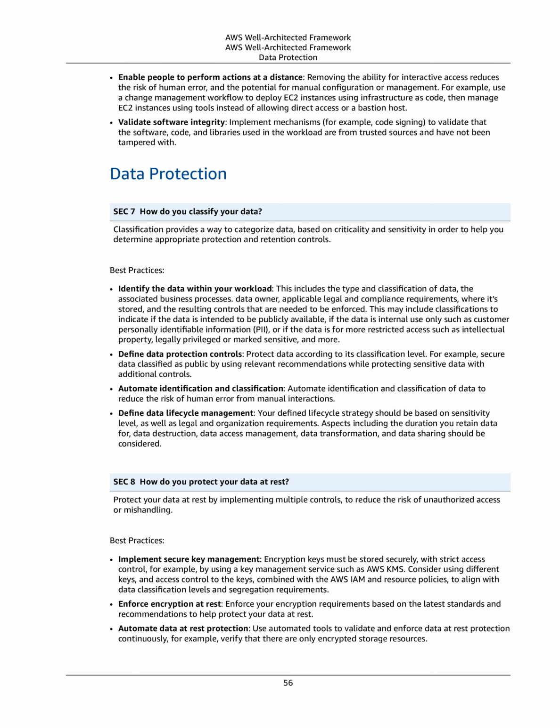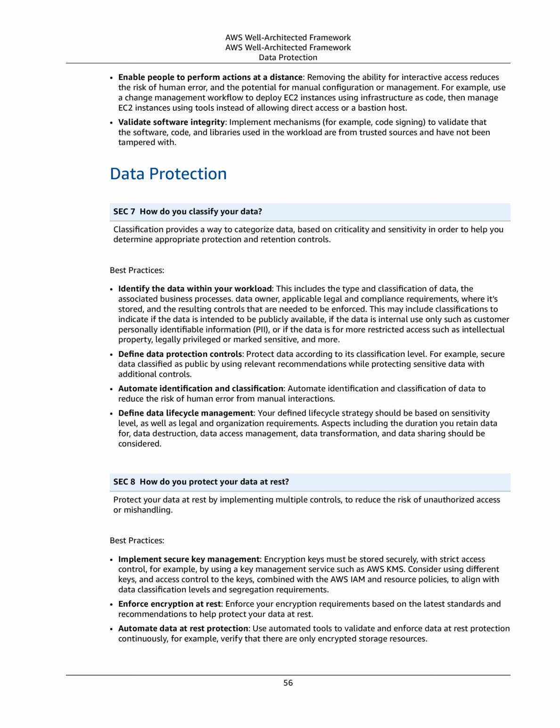For example, use a change management workflow to deploy EC2 instances using infrastructure as code, then manage EC2 instances using tools instead of allowing direct access or a bastion host. Validate software integrity. Implement mechanisms, for example, code signing, to validate that the software, code, and libraries used in the workload are from trusted sources and have not been tampered with.